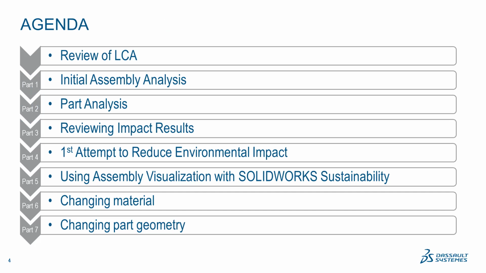The agenda is we're going to review life cycle assessment, trying to understand what life cycle assessment means. In part 1, we'll do the initial assembly analysis. In part 2, we'll talk about analyzing parts. Part 3, we're going to review the environmental impact results, so understand what the calculations are in a life cycle assessment and SolidWorks sustainability. And then in part 4, we'll take our first attempt to reduce the environmental impact.